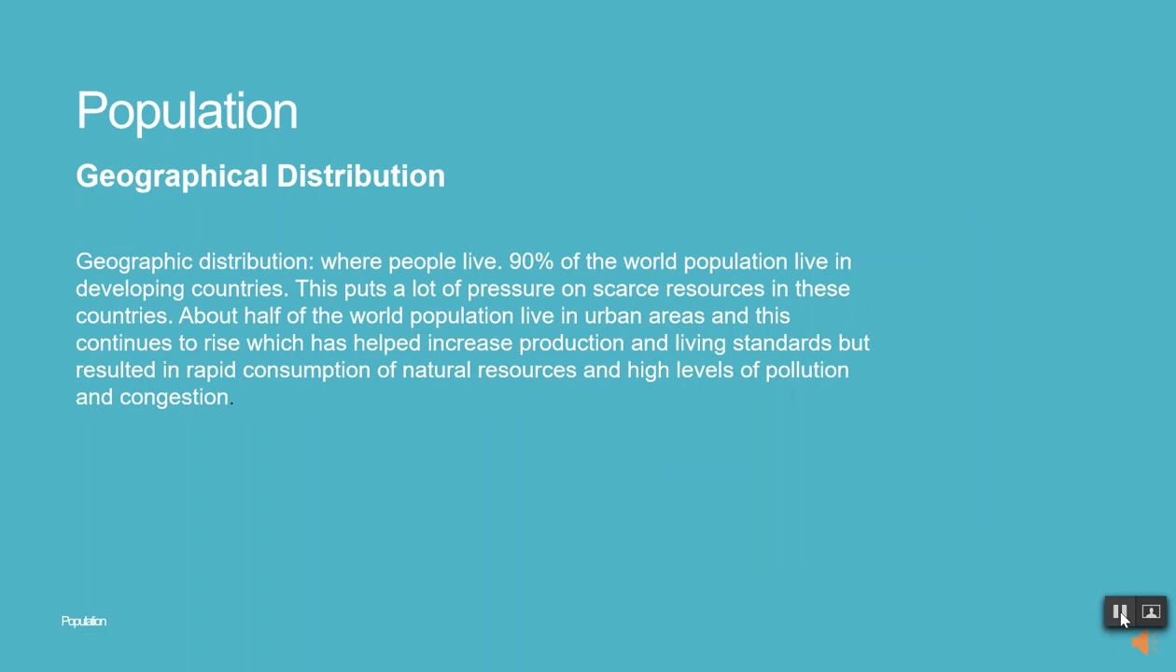Geographic distribution: where people live. 90% of the world population live in developing countries. This puts a lot of pressure on scarce resources in these countries. About half of the world population live in urban areas, and this continues to rise, which has helped increase production and living standards but resulted in rapid consumption of natural resources and high levels of pollution and congestion.